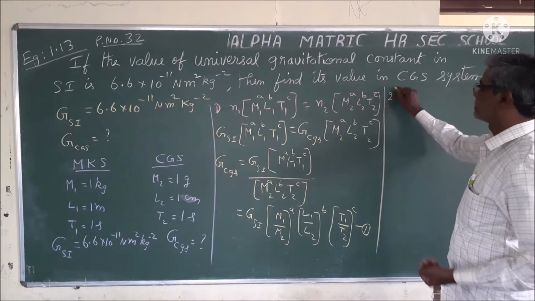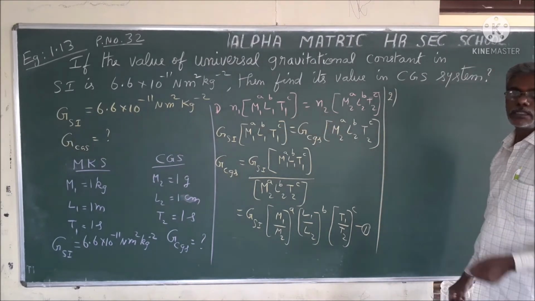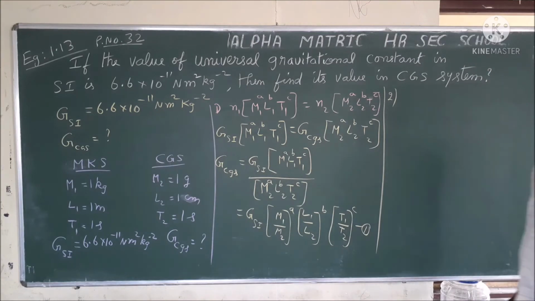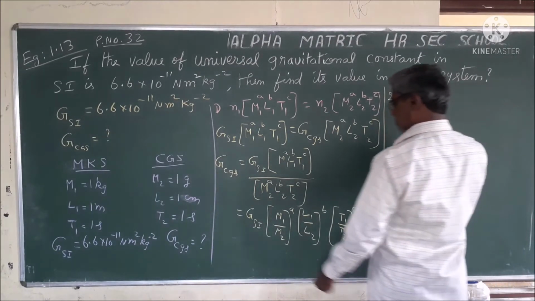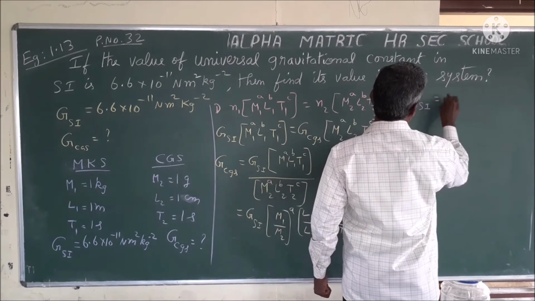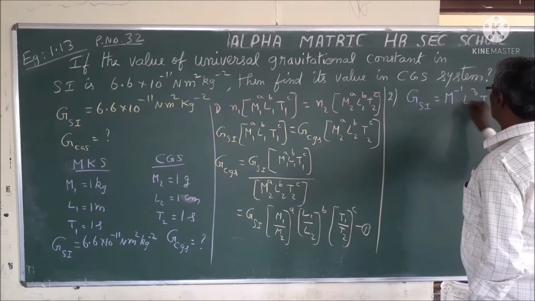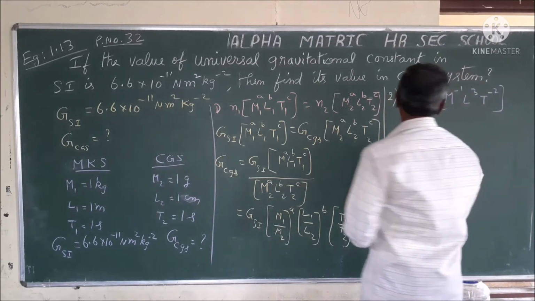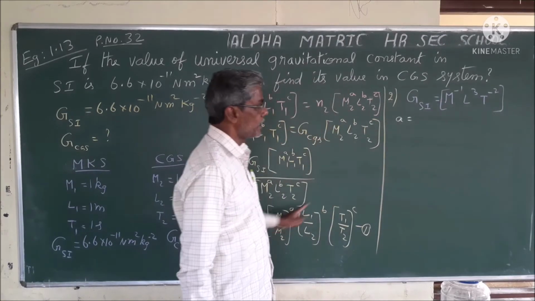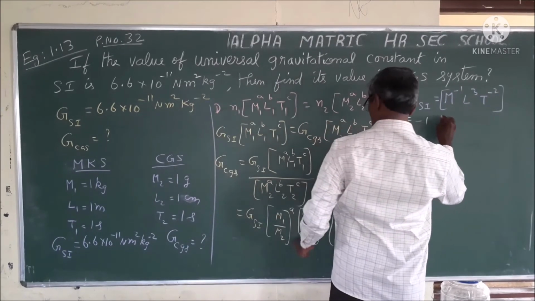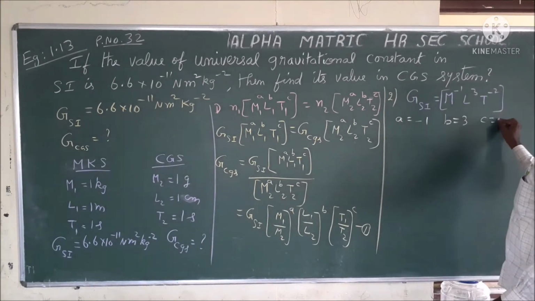What is the second step? First step, equating. Second step is to find out the dimensional formula. What is the dimensional formula for the gravitational constant, G, SI? M minus 1, L cubed, T minus 2. Now, what will be the value of A? A is equal to, by comparison, M, here M, so the power term A is minus 1. Then B equal to 3. C is minus 2.